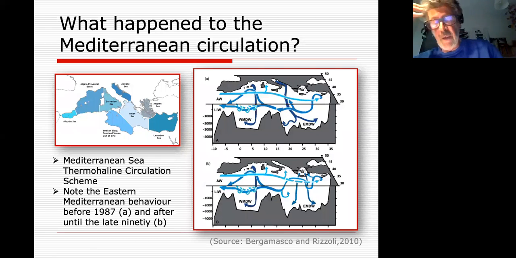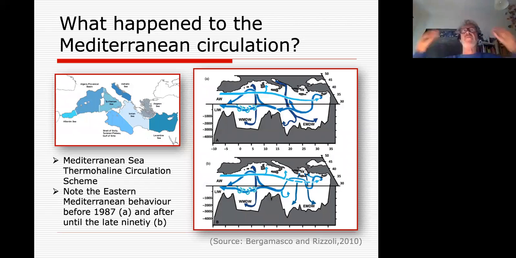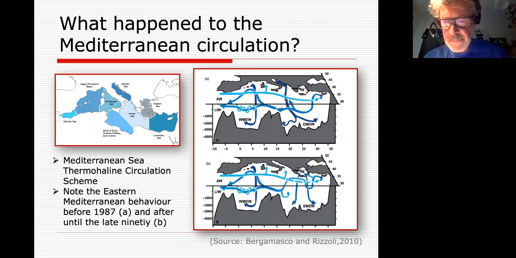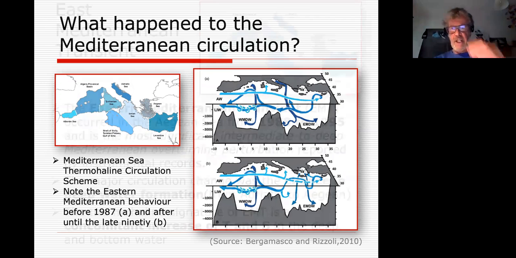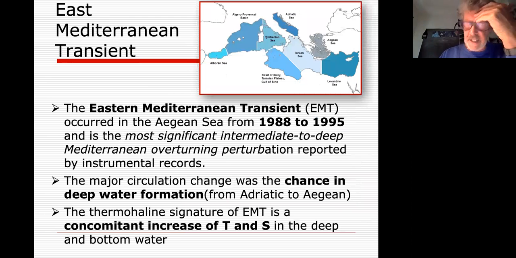And so there's also the Eastern Western Mediterranean transient. So the remote effect on the intermediate water conditions in the Western Mediterranean due to the changes in the dense water formation mechanism acting in the eastern part.